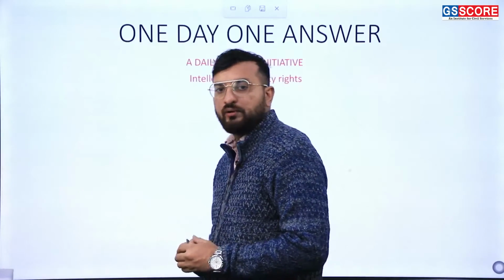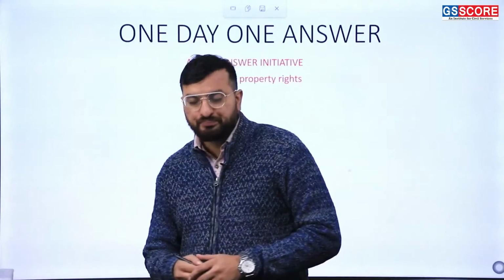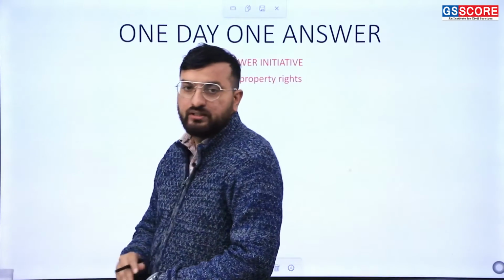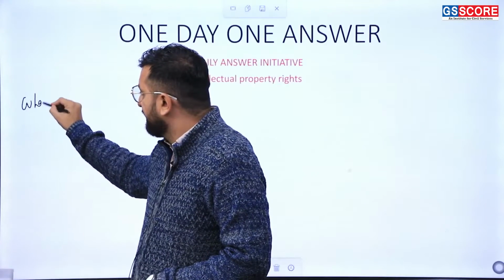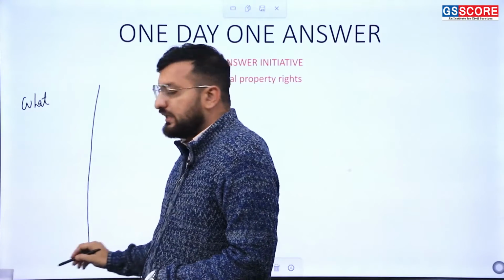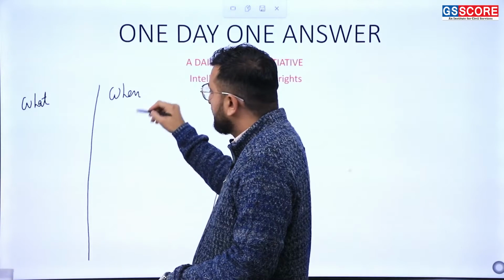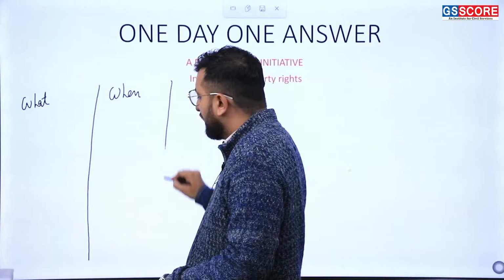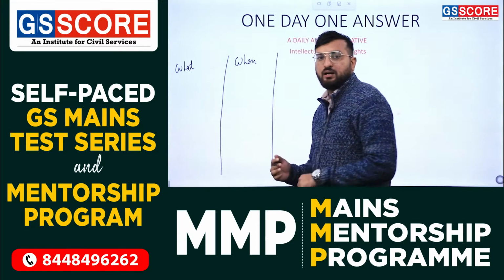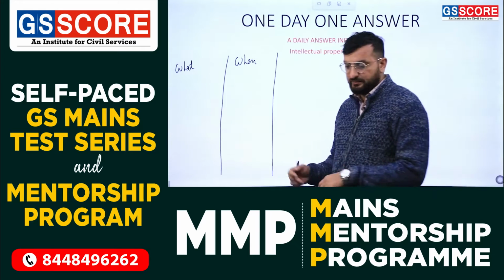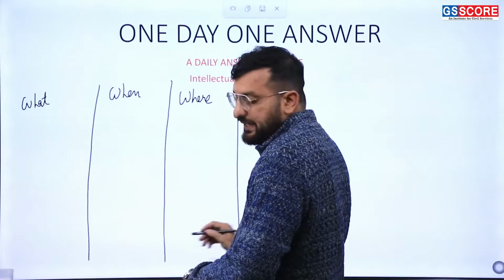We'll be following our same method, that is 5W and 1H: when, where, why, how. So let us start with the questions that we need to discuss regarding this topic. Our first question will be, what is IPR? That will include its definition. Next question, when was it introduced? When was this IPR introduced in India, or by any international organization that has made rules and regulations regarding this? Then, where does this IPR apply?